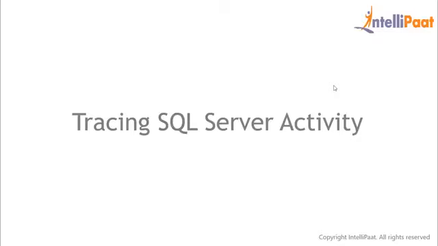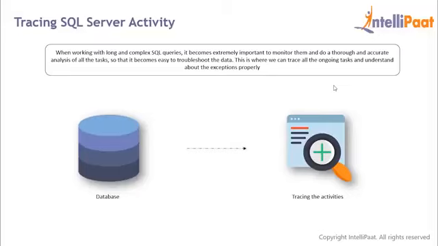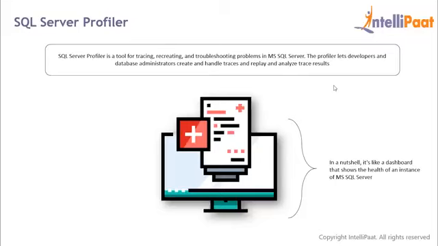Now let's see how can we trace SQL Server activity using SQL Server Profiler. So whenever we are working with really long and complex SQL queries, we have to make sure that all of those tasks are performed accurately. This is where tracing all these tasks becomes important. So SQL Server provides a tool called SQL Server Profiler for exactly this purpose. Profiler is a tool for tracing, recreating, and troubleshooting problems in MS SQL Server. And it lets developers and database administrators create and handle traces and replay and analyze these trace results.